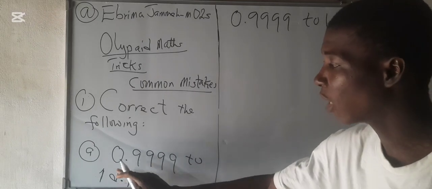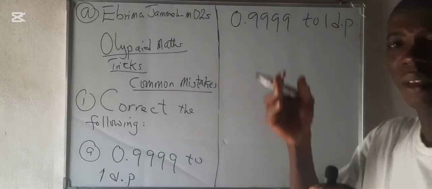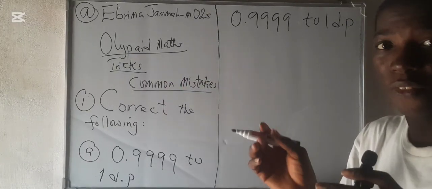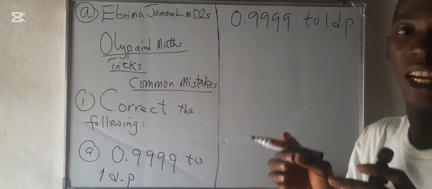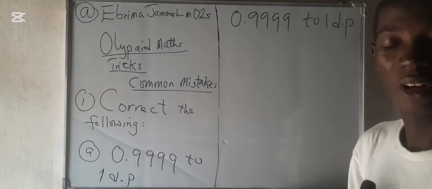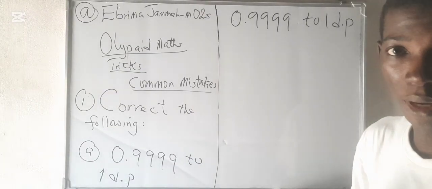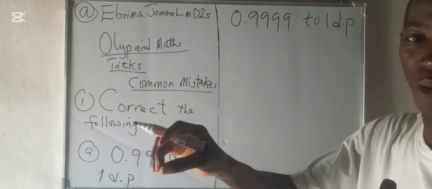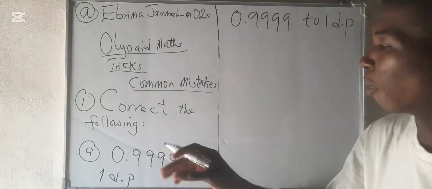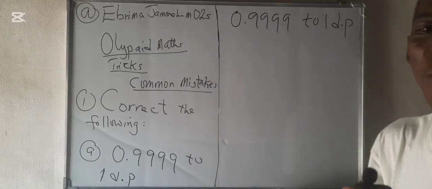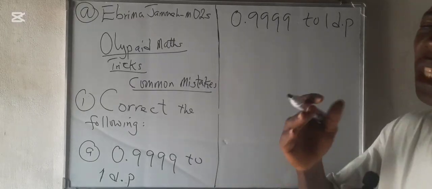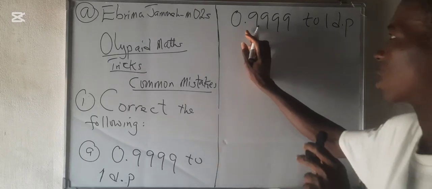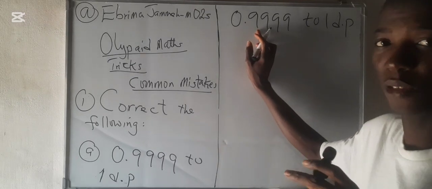For significant figures, you may start counting before the decimal point if the number is a natural number. But if the starting number is 0, you will not start counting there. But for decimal places, whether the number is a whole number or not, you start counting after the decimal point. So here we are going to start counting after the decimal from left to right.